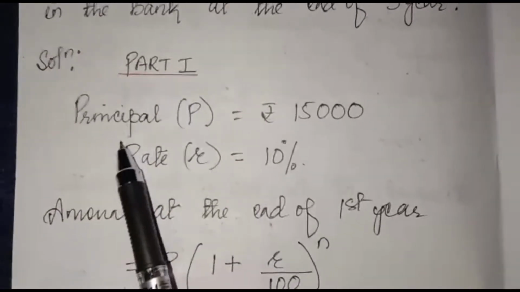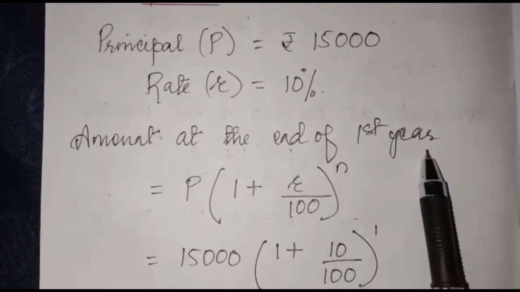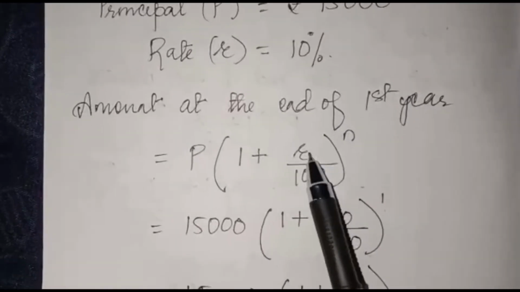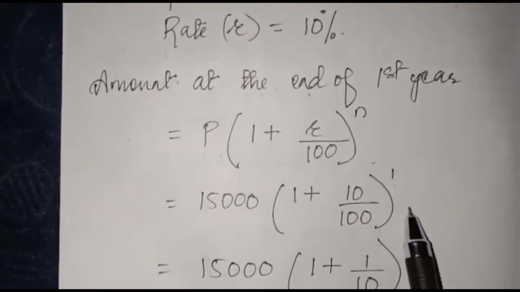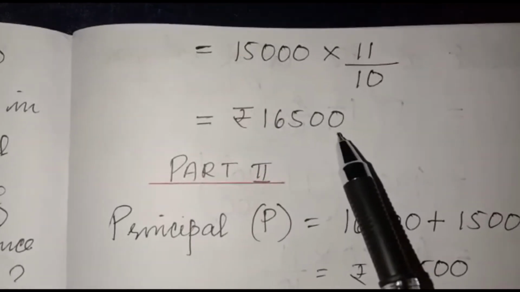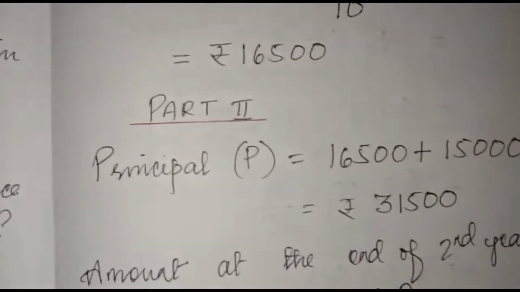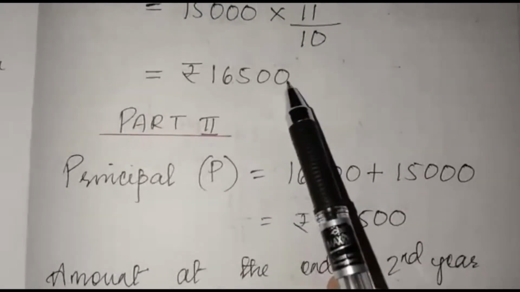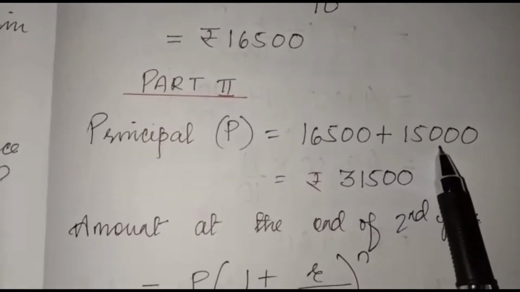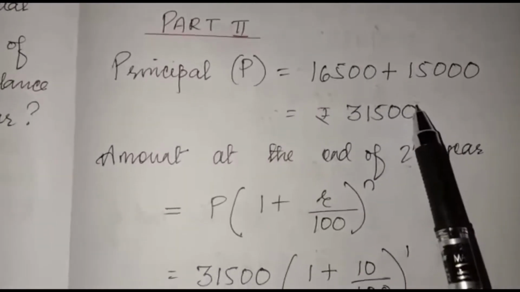So in part 1, principal is 15,000, rate is 10%. So amount at the end of first year means time will be 1 year, rate is 10 and time is 1, principal is 15,000. So you'll get amount 16,500. So at the end of 1 year his 15,000 amounts to 16,500. Now at the beginning of second year again he will deposit 15,000. So his principal for the second year will be this amount plus 15,000, which is 31,500.